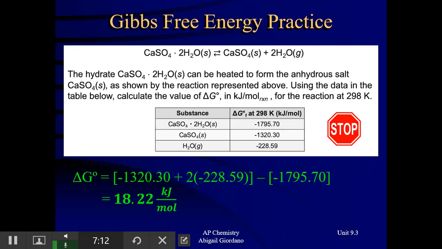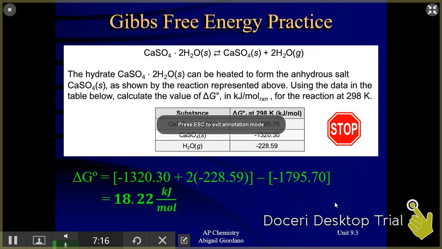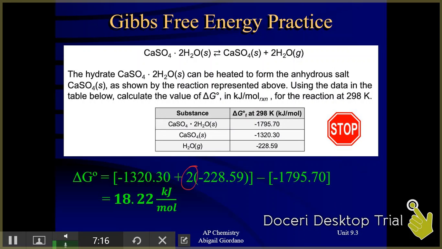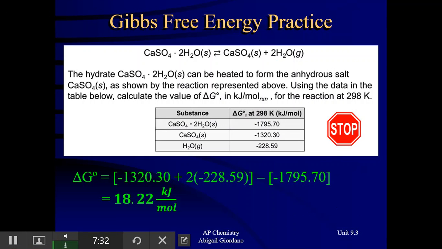So if you plug in the value of your products minus those values of your reactants, you get 18.22 kilojoules per mole. Just remember, you've got to take those coefficients into account when you're doing any type of products minus reactants situation. Okay, and let's think about what this answer means.